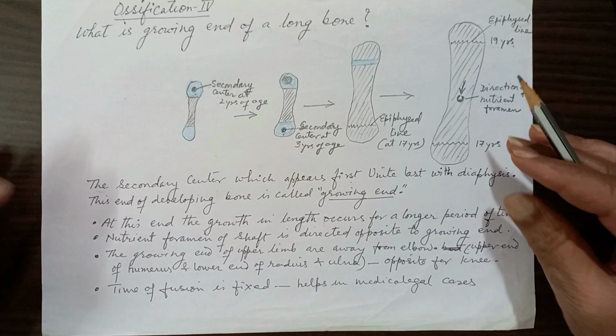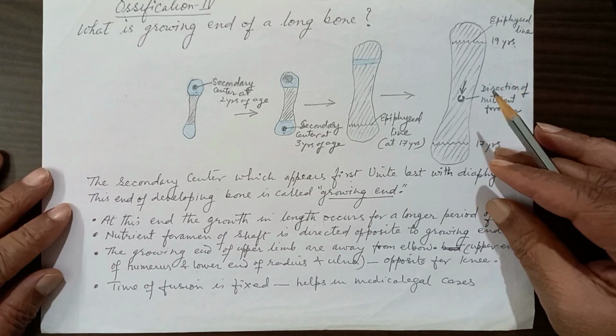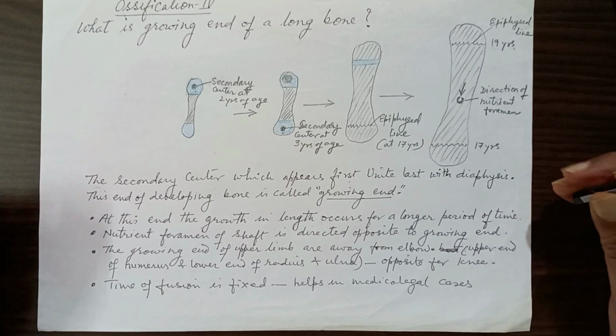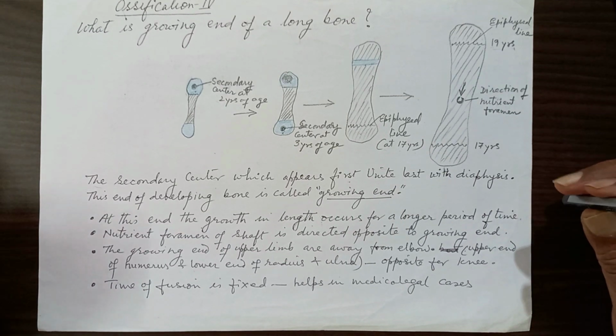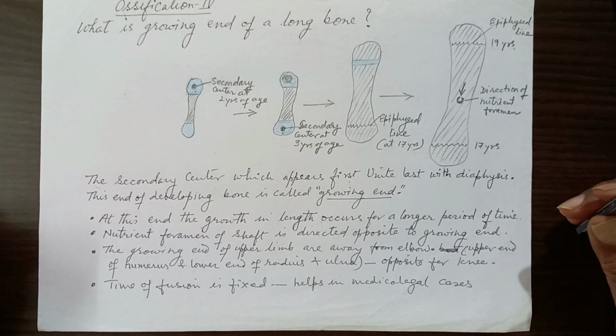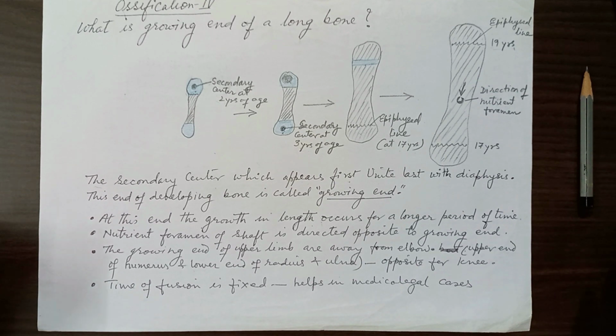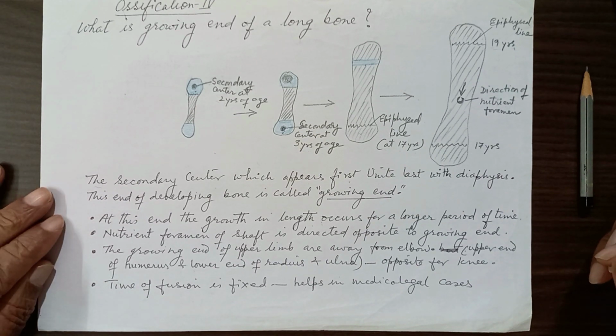Say, in a case of rape, where you have to determine the age of the girl, whether she is a major or minor, x-rays of her long bones are taken, and with the help of that the age is determined. So this is the importance of the growing end of the long bone.